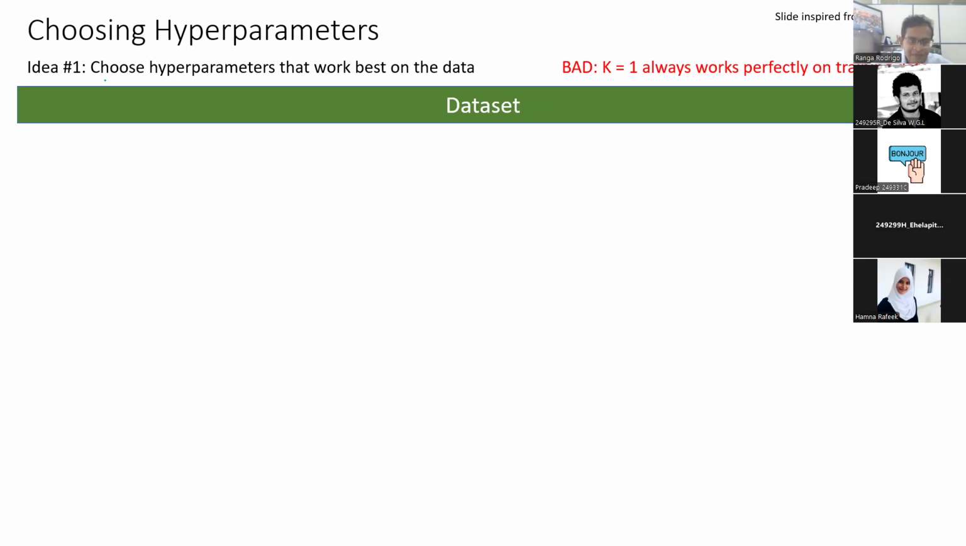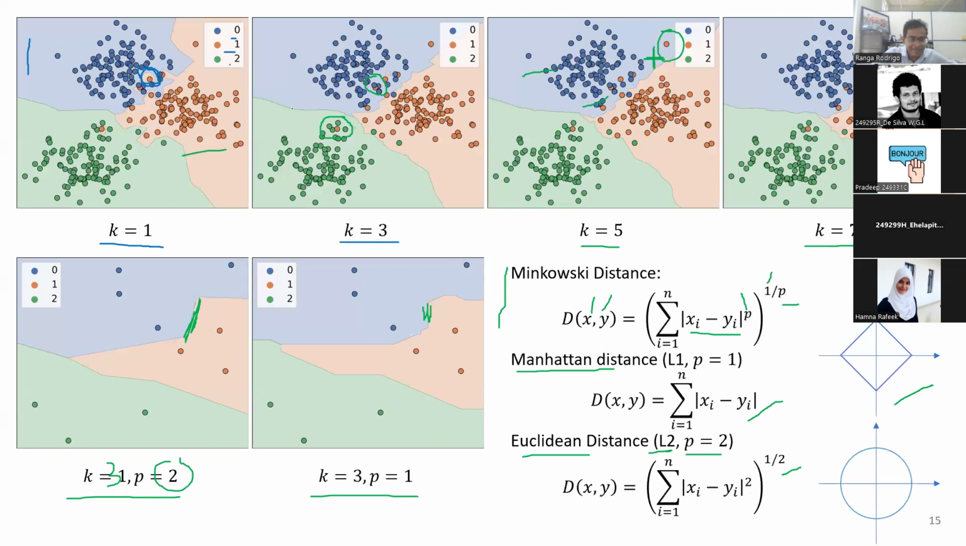Okay, so when you choose hyperparameters, we can choose hyperparameters that work based on the data. That means the training data. But k equals 1 always works perfectly on training data. Training data will be perfectly classified if you use k equals 1. But this is not good because the generalization is gone. What that means is for testing data, it can make mistakes. You saw that in this diagram, for example.